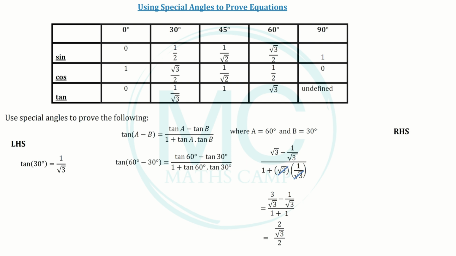Again, we have a fraction within a fraction. So let's rewrite this as 2 over root 3 divided by 2. Let's make it 2 over 1. Now we can flip and multiply. We get 2 over root 3 multiplied by 1 over 2. Finally, the 2's will cancel out, and we're left with 1 over root 3. Now we can see that both the left-hand side and the right-hand side are equal to 1 over root 3. So as our final answer, we can say the left-hand side is equal to the right-hand side. And we have now completed this question.